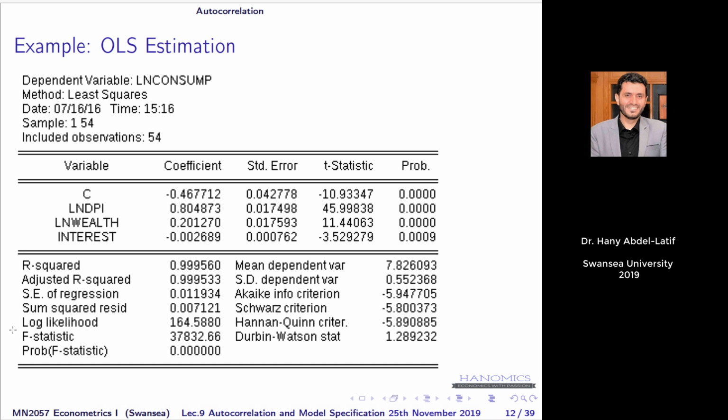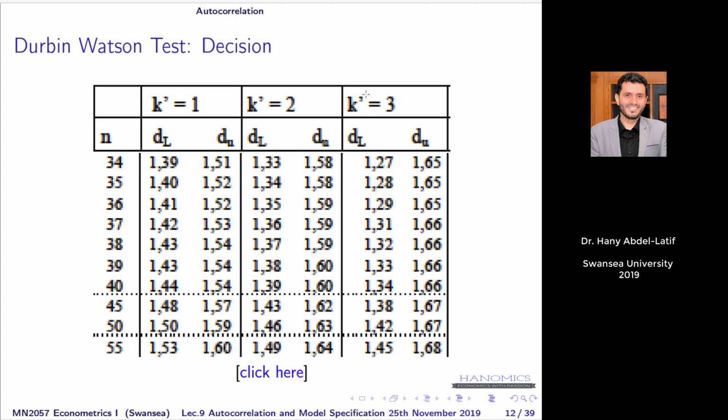So the number of regressors here, 1, 2, 3. The number of observations here, 54. So when we go there, we're looking at k equal 3, because we know we have 3 regressors. And we go down there, the closest one to this is this one, 55. It's 1.45 and 1.68. So do you remember our test statistic? Our D is 1.2. So what is 1.2? It's smaller than this.